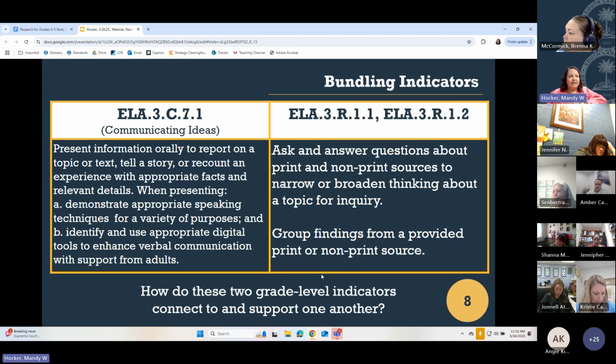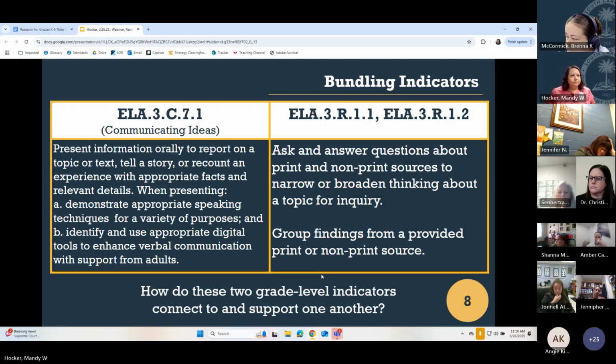I'll give you just a minute to take a look at it. Here we're looking at a third grade indicator for C 7.1. This is an oral communication indicator. And we're comparing it to R 1.1 and R 1.2 for third grade. How did these 2 grade level indicators connect to and support one another? Go ahead and drop that in the chat or put it in box 8 of your note catcher.